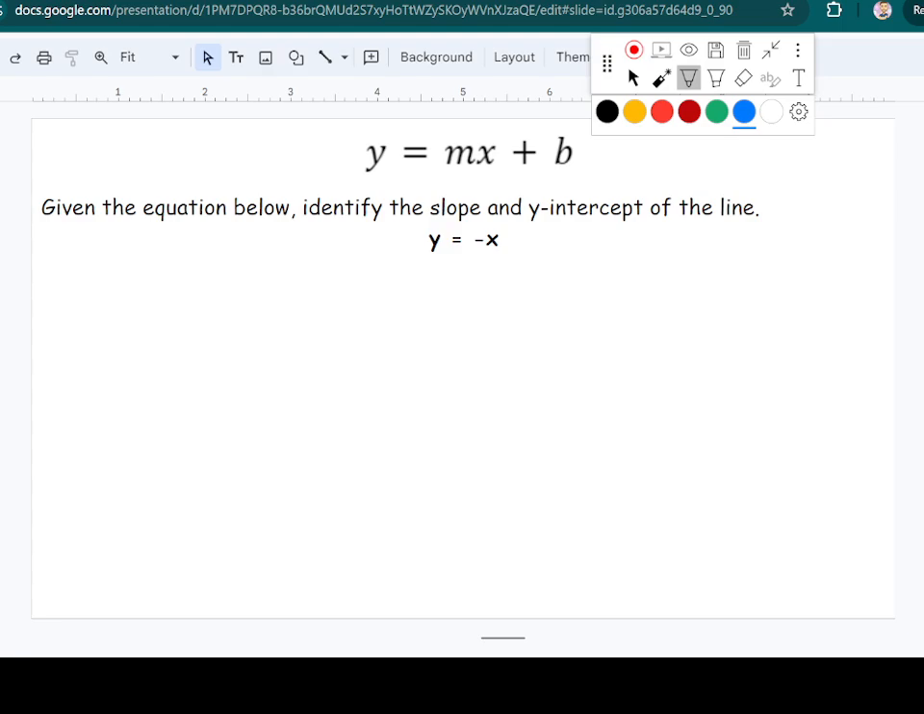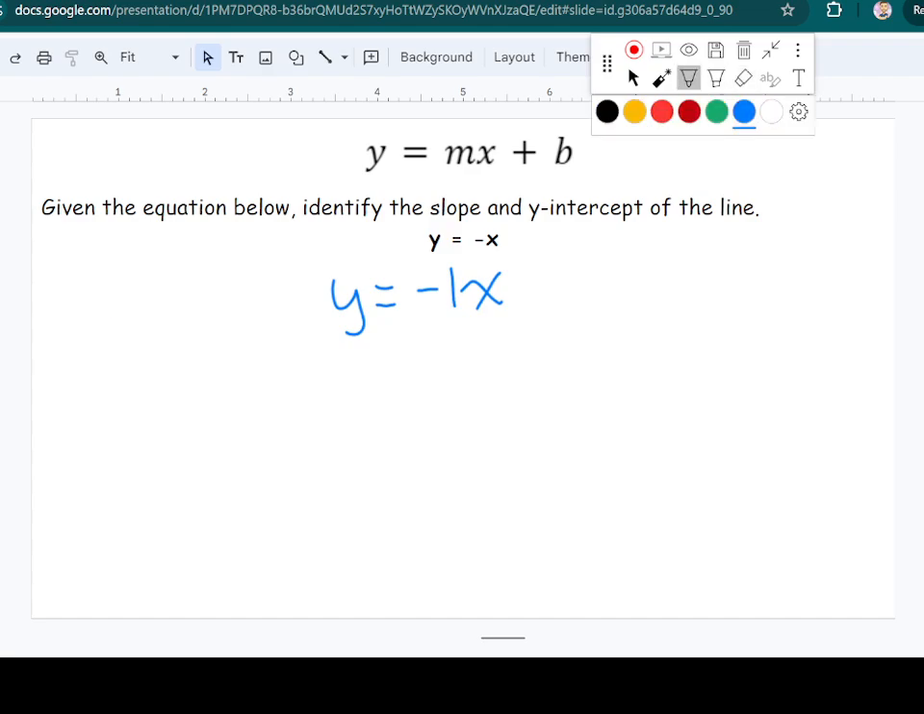And then finally, y equals -x. So this one's a little bit trickier. You might know, or you might not, that when there is no number in front of a variable, the number is 1. We just typically don't write it because it is assumed. That is one of our hidden rules of math. So technically we have y equals -1x here.